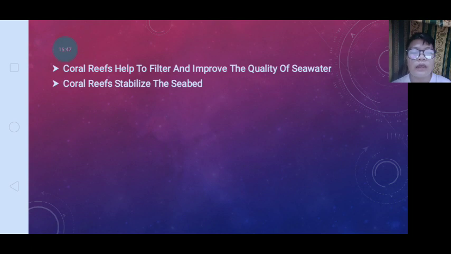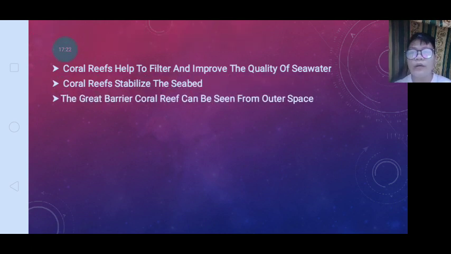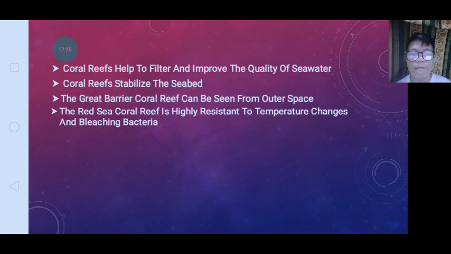Because of stabilizing the ocean bed, coral reefs prevent beach erosion and form a bedrock for islands. Some corals can absorb over 95% of incident wave energy. They act as a buffer or natural barrier for the beach and protect shorelines from eroding wave action. Thus, corals prevent loss of life and property by stabilizing the seabed. Next, the Great Barrier Coral Reef can be seen from outer space.